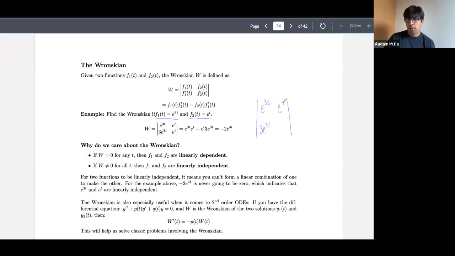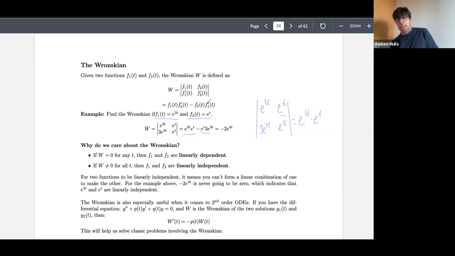And then f2 equals e to the t, and take its derivative, e to the t, and then you just take the determinant. So you do this times this minus this times this, so you get e to the 3t times e to the t, it's shown right here, e to the 3t times e to the t, minus e to the t times 3 e to the 3t, and so on. You get the Wronskian. And that's how to calculate it, and that's how it's defined.